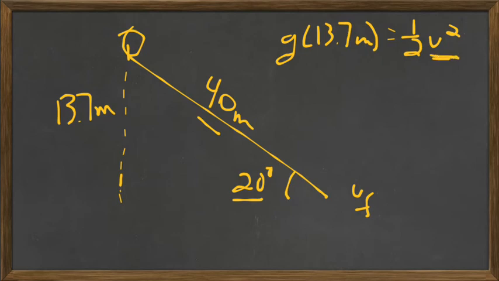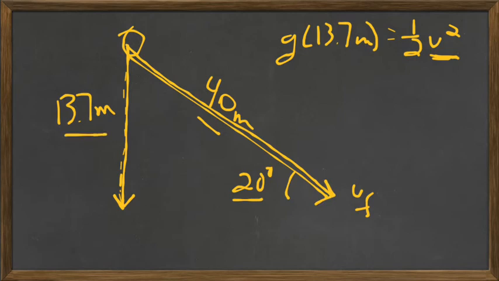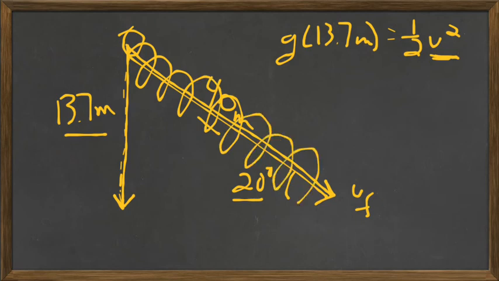That v would be exactly the same whether the ball fell straight down 13.7 meters, rolled down my hill and only accomplished 13.7 meters of actual vertical displacement, or whether we went around a whirly-girly slide like this. It wouldn't make any difference. Not at all.